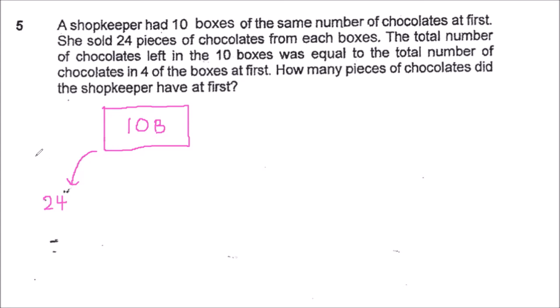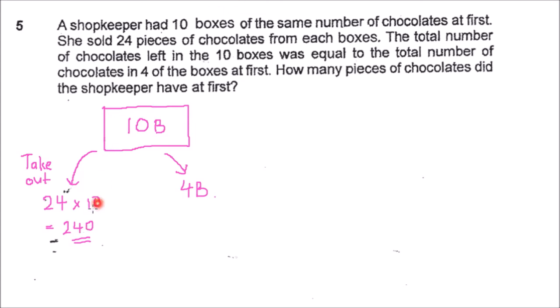So what do you take out? Okay, maybe I write down here. Take out. So if you take out 24 from each box, it will be 24 times 10. You took out a total of 240. And you are left with 4 boxes. So guys, what can you say about this 240?